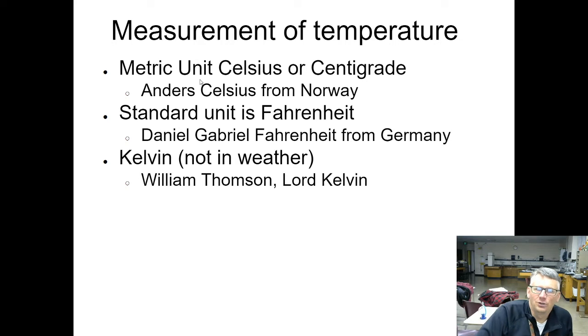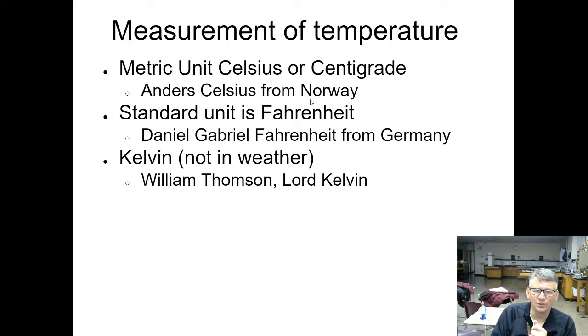For the metric unit, it's Celsius or centigrade, and it comes from Andre Celsius from Norway. The unique thing about his is he took water freezes at 0 and water boils at 100 and broke it up into 100 different units or different parts. So each degree of Celsius is 1/100th of the distance between freezing and boiling of water.